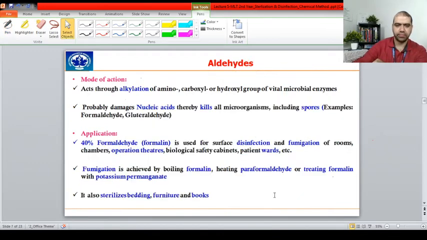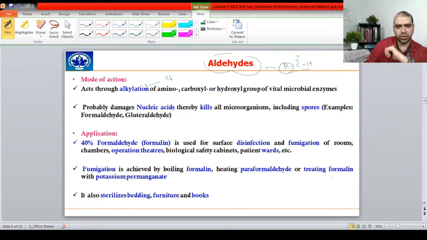Okay, next, what we can use are the aldehydes. We have talked about different kinds of aldehydes. They have the formula R, C double bond O and H. R can be any group you can add here. So again, the mode of action is alkylation.